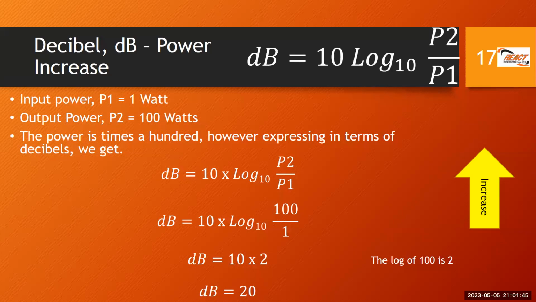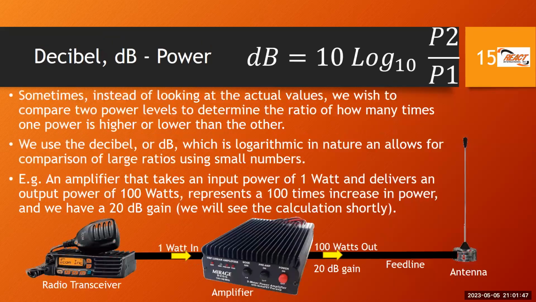So remember, in our little example here with the radio, we said that we had 1 watt leaving the transmitter or the radio transceiver and going into the amplifier with 100 watts coming out. 1 watt in, 100 watts out. But we said that was a 20 dB gain. So we are going to do the calculation to see how we got, with 1 watt in, the input power, and 100 watts out, the output power, how we reached or arrived at the conclusion that that's a 20 dB gain. Let's see.